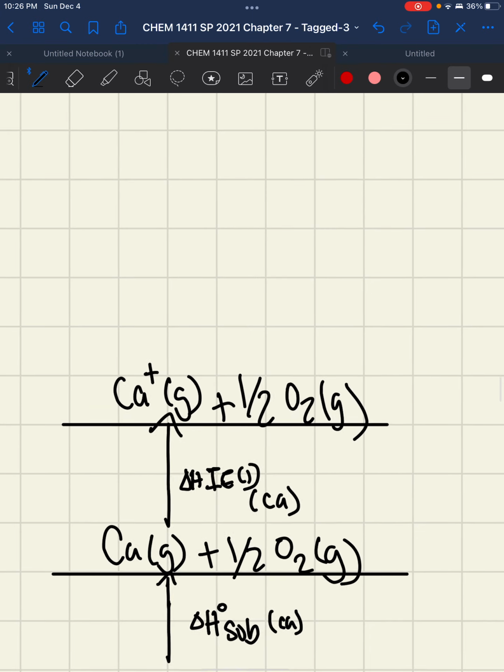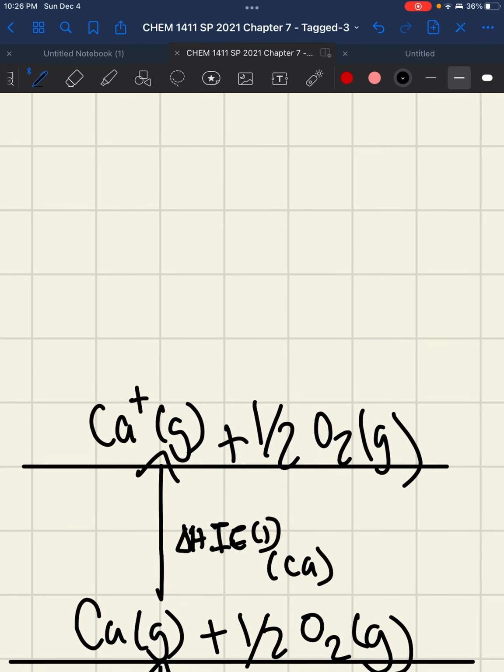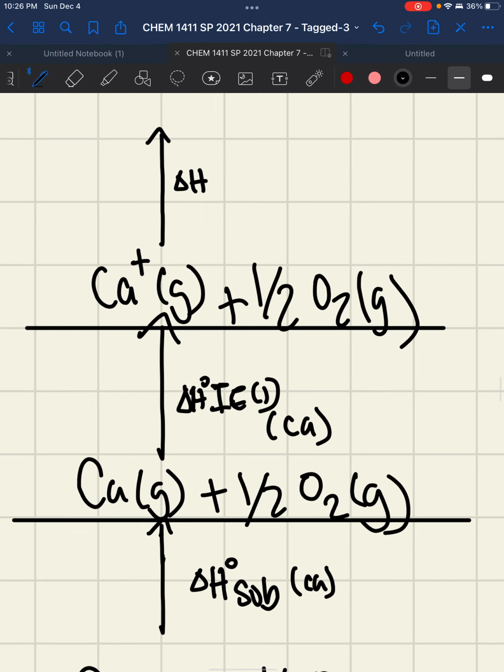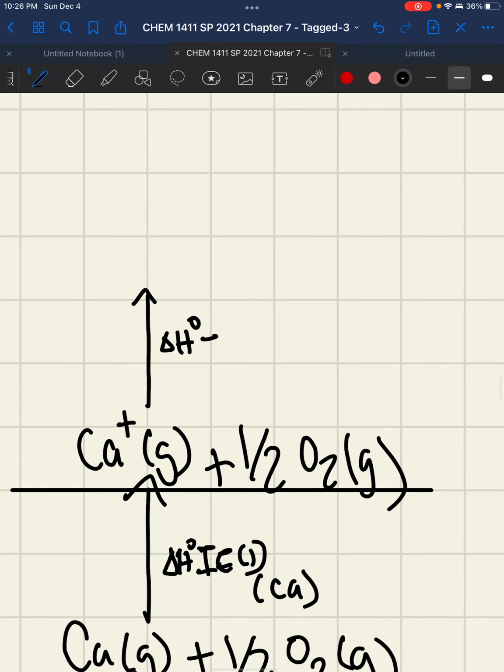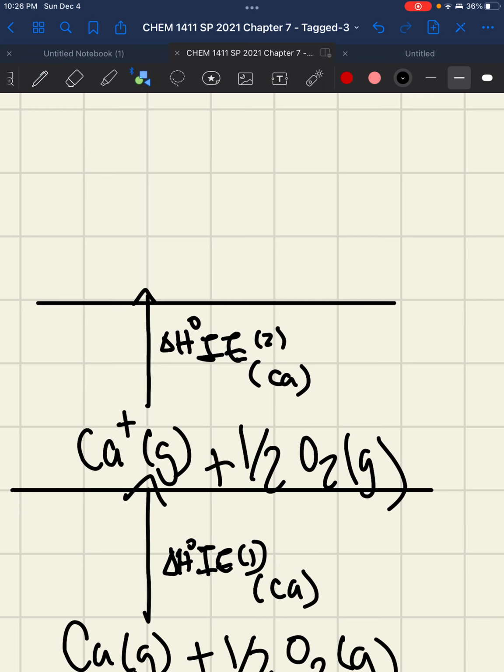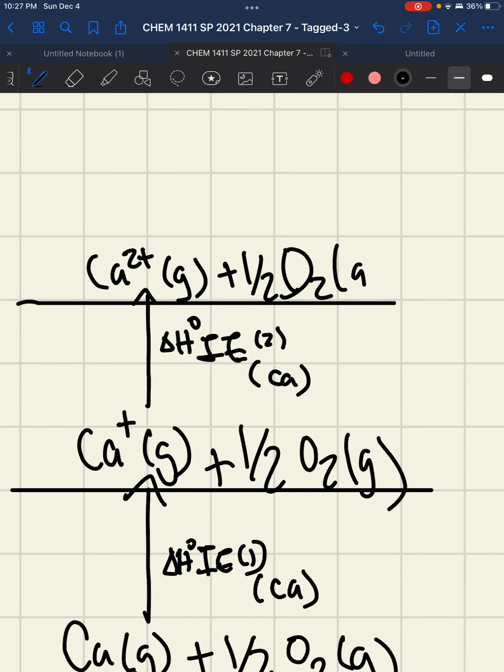now we need to do another one, and I'll put the arrow so I don't forget. So this ionization energy is going to be the second one. So now we're going to get calcium 2+ gas plus 1/2 O2 gas. Okay.